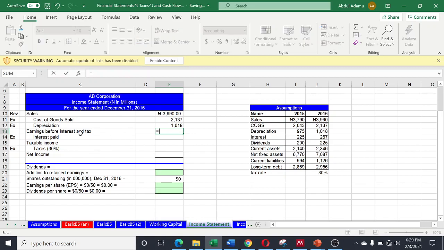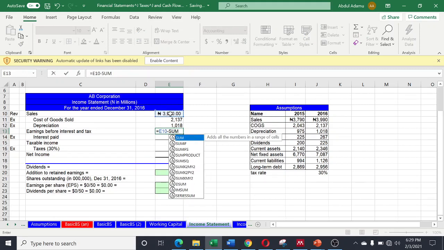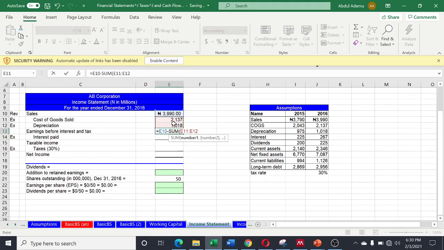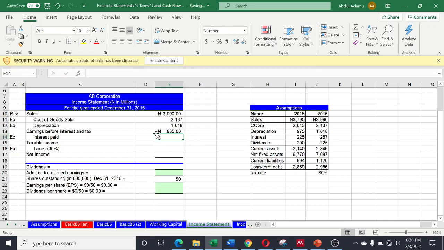So we say equals to sales value minus sum of these two. We close the bracket, equal. So this is our earning before interest and tax. Interest paid is 267.